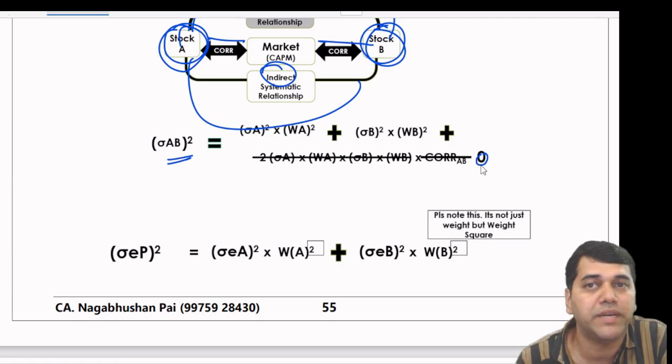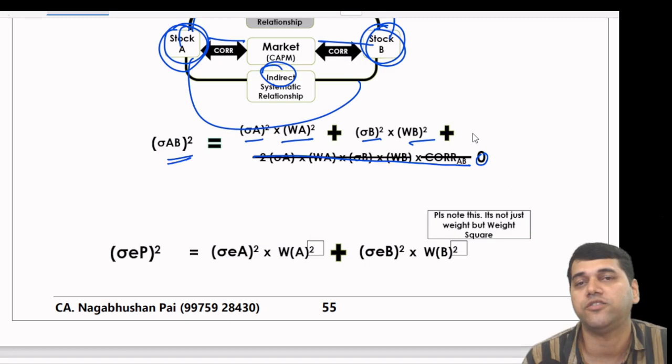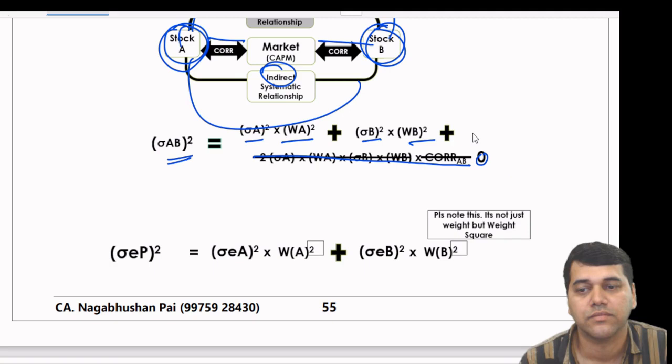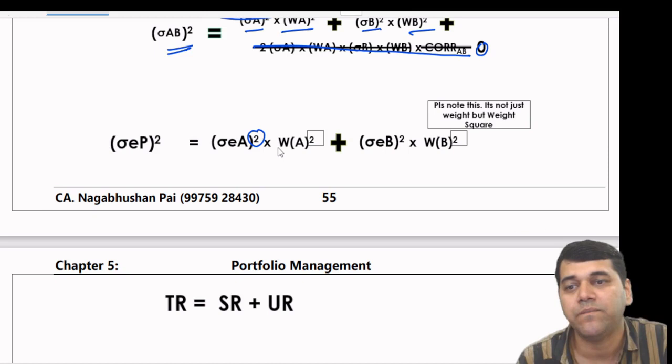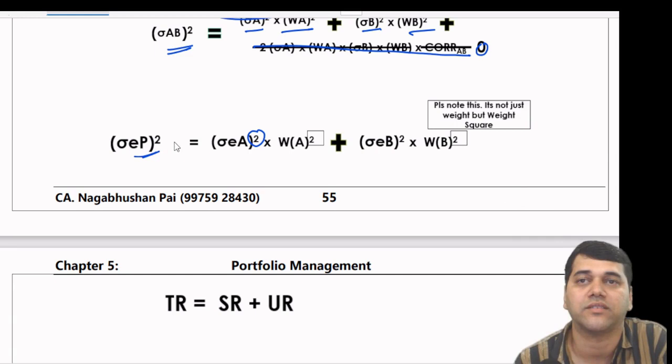So portfolio risk is equal to weight of A square into standard deviation of A square plus weight of B square into standard deviation of B square. So the unsystematic risk of the portfolio is equal to this. This is the unsystematic risk. That means you just take the individual stocks' unsystematic risk and square it, and you get the portfolio's unsystematic risk.